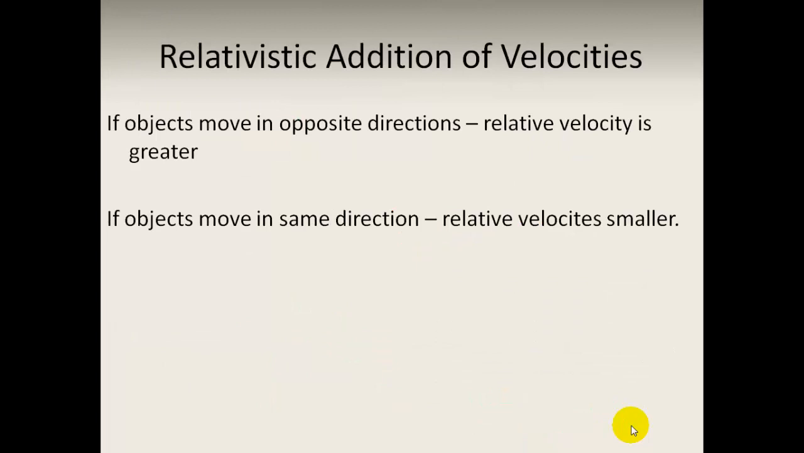One easy way of looking at this is that if the objects are moved in opposite directions, in other words, towards each other or both away from each other, then the relative velocity is greater than their individual velocities, but it will be less than c. If the objects move in the same direction, the relative velocities will be smaller because one will be subtracted in some way from the other.